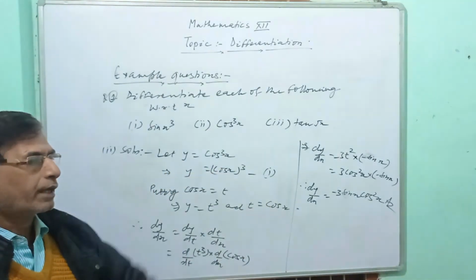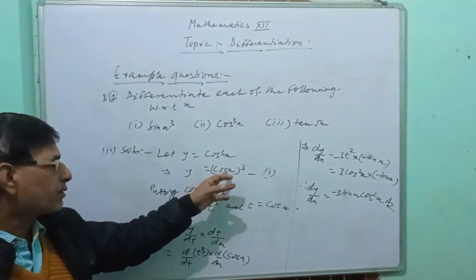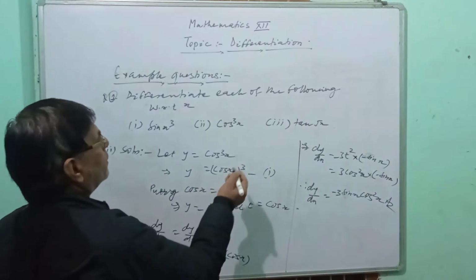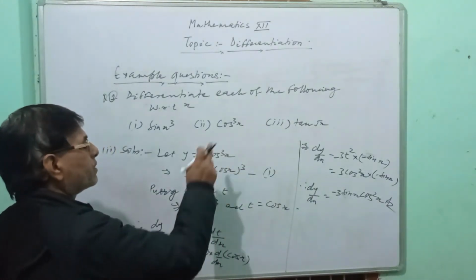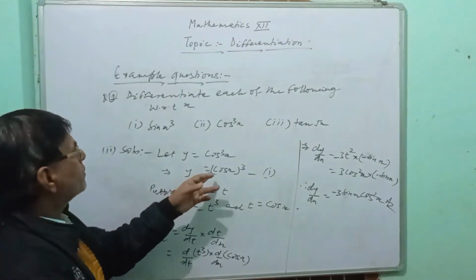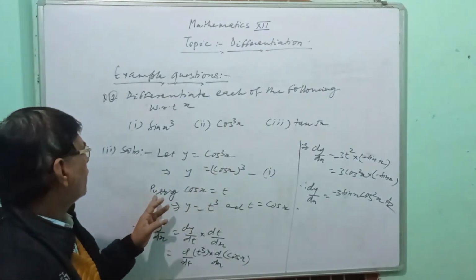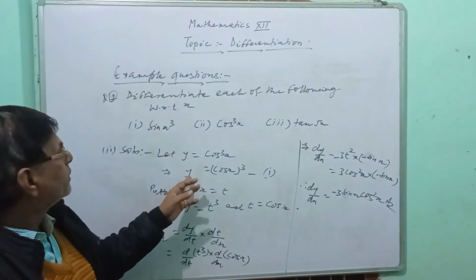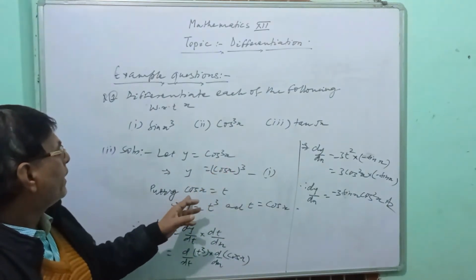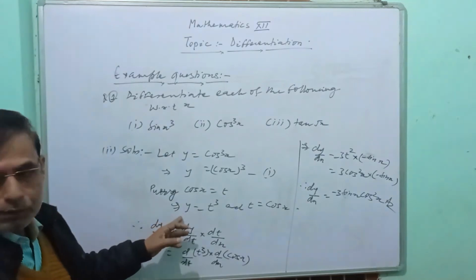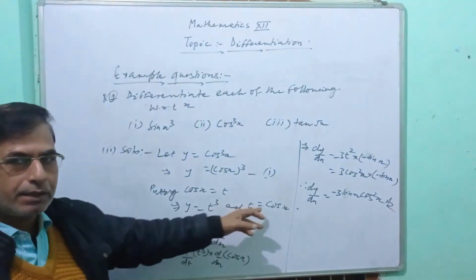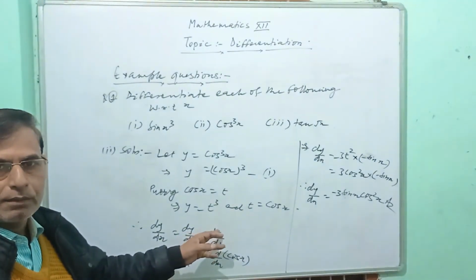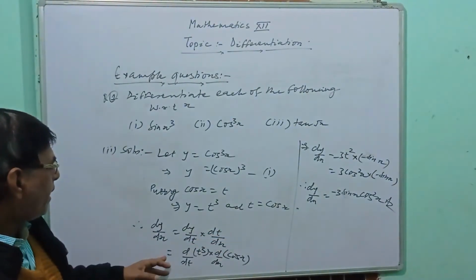Let y is equal to cos cube x, which is equal to cos x whole cube. Meaning, if cube is on a cos or sin, it means it is the whole cube of that, so we take the whole cube. And putting cos x equal to t, because y is a function of cos x whole cube, then cos x is equal to t, this becomes y is equal to t cube and t is equal to cos x, then dy by dx is equal to dy by dt into dt by dx according to chain rule.